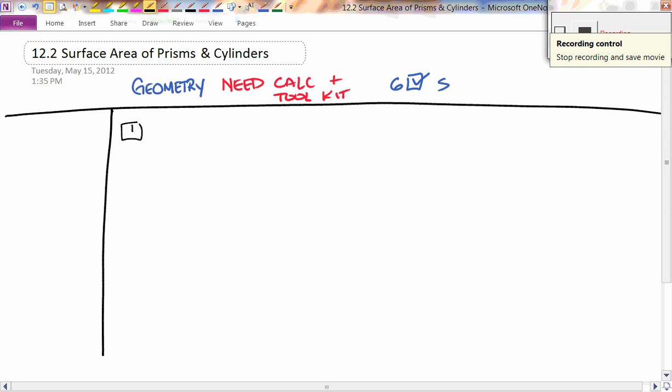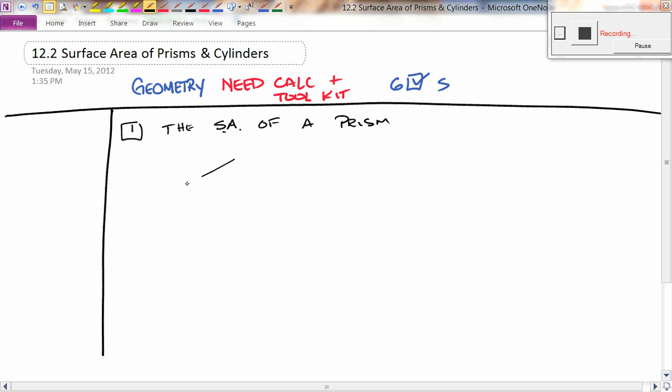All the terms of prisms here. So we're going to start off by talking about the surface area of a prism. I'm going to abbreviate surface area with SA. Is that okay for you guys? Okay, so surface area of a prism.